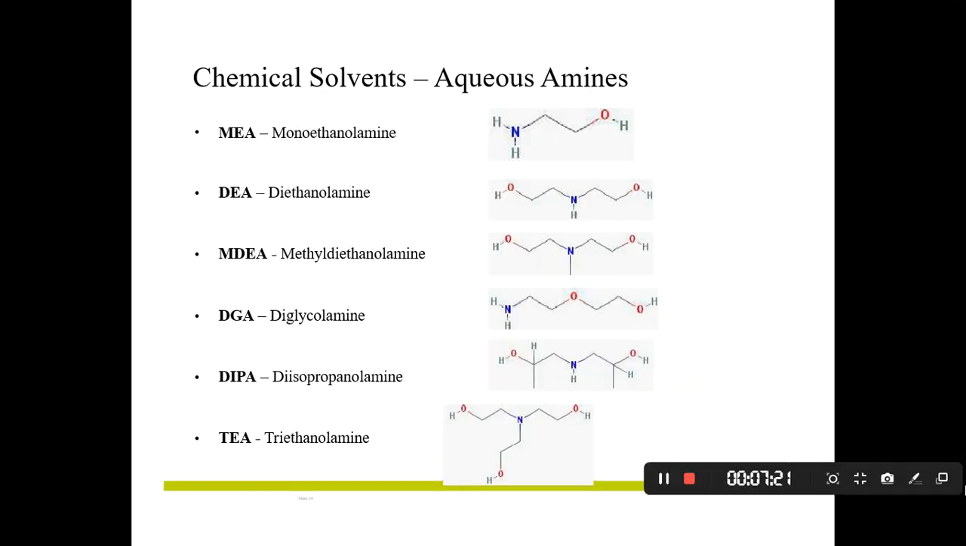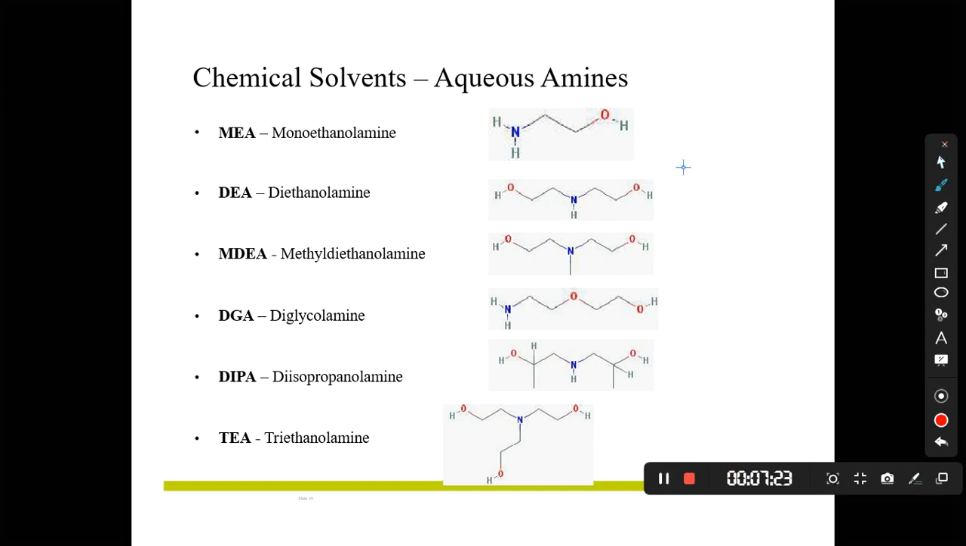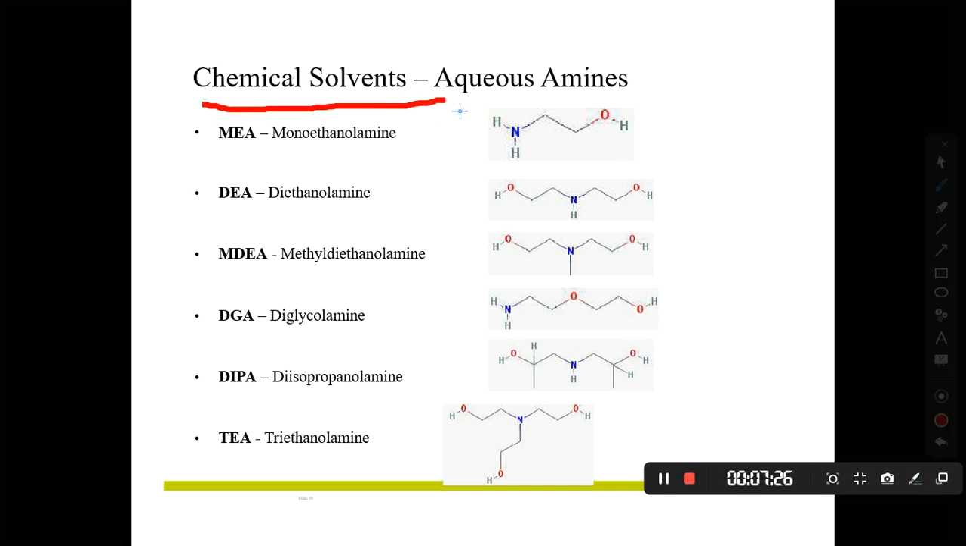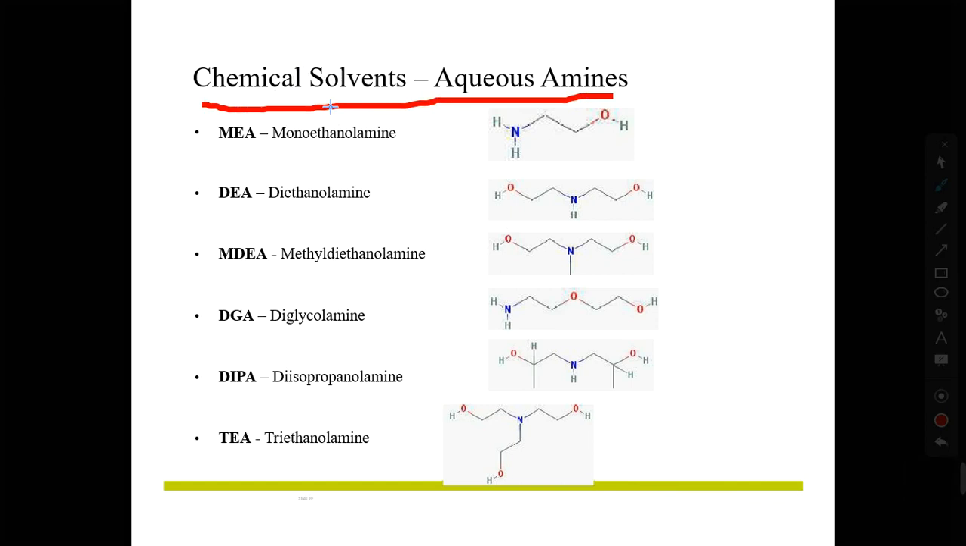Now, what kind of chemical solvents are available to remove H2S and CO2? We have monoethanolamine, diethanolamine, methyldiethanolamine, diglycolamine, diisopropanolamine, and triethanolamine. We have too many options for chemical solvents that can remove the H2S and CO2. For example, MEA, DEA and MDEA are the most common ones.